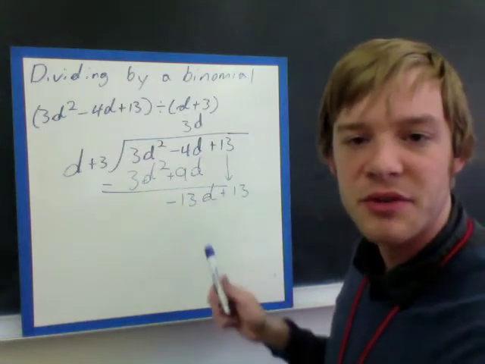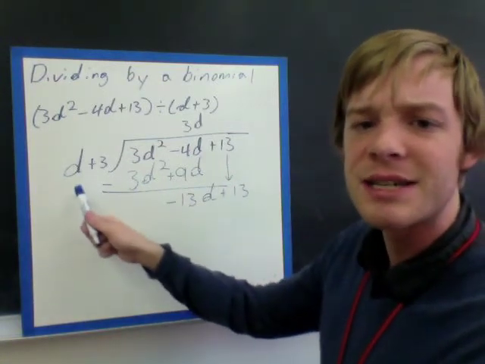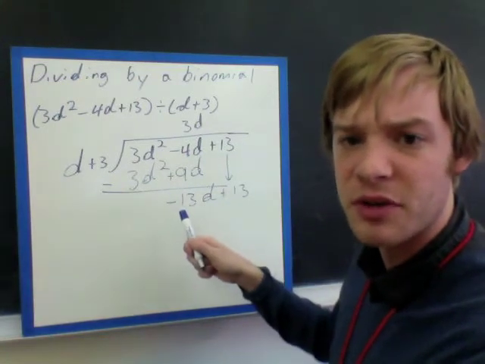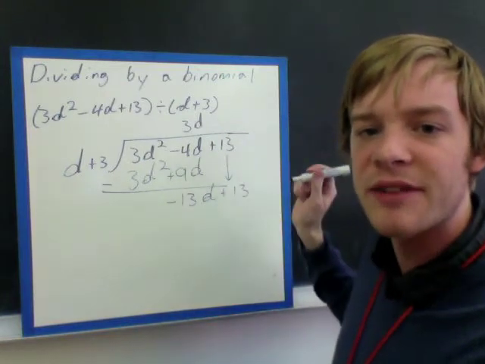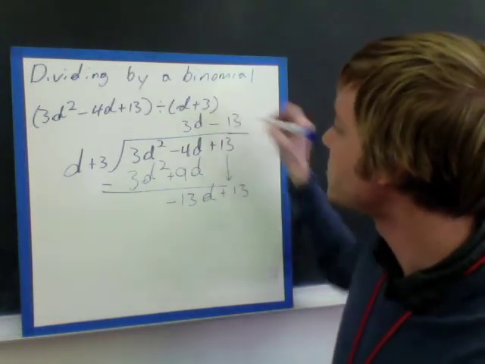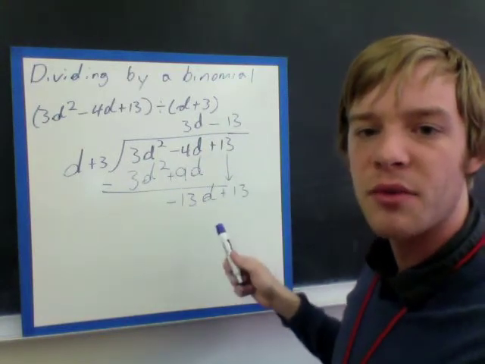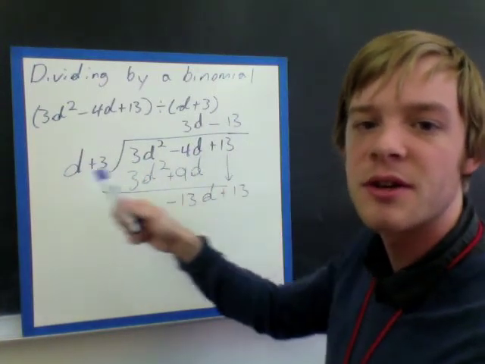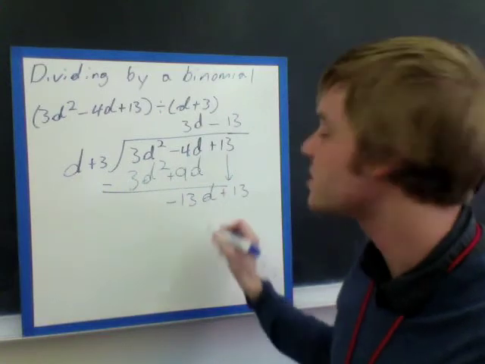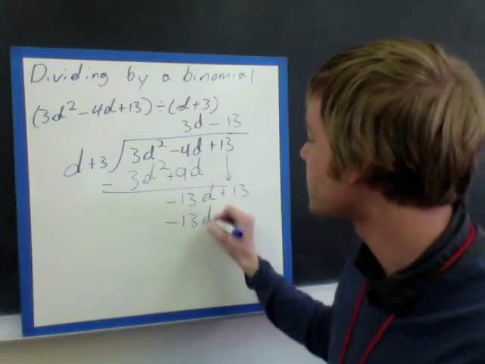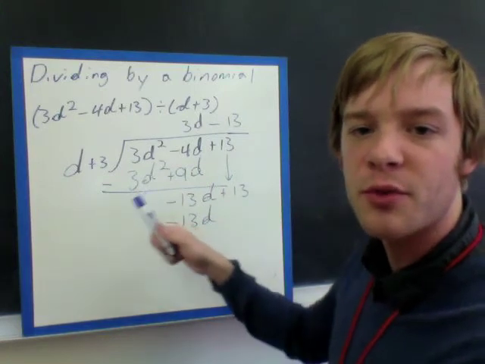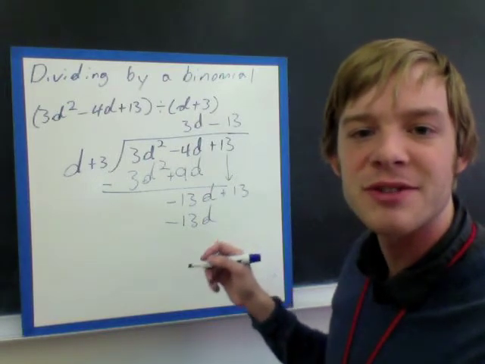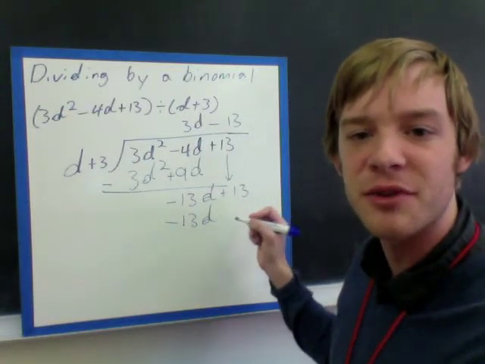So then the next thing I want to do is see, what can I multiply d by in order to get negative 13d? Well, if I multiply d times negative 13, that'll give me negative 13d. So I'm going to write negative 13 up here, minus 13. And then I'm going to multiply this whole binomial by negative 13. So d times negative 13 will be negative 13d. And then 3 times negative 13: 10 times 3 is 30, 3 times 3 is 9, so 3 times negative 13 will be negative 39.